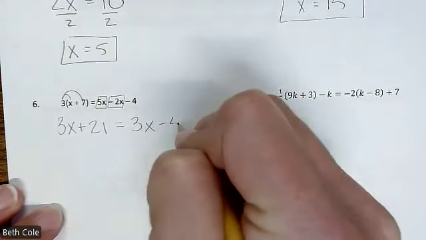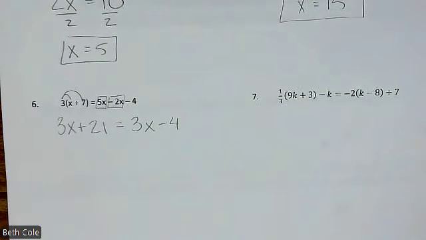3x minus 4. That is called a copy error. Those are the worst because you know exactly what you're doing, but you still make a mistake because you copied something wrong. It's horrible. All right, and then we would minus 3x.